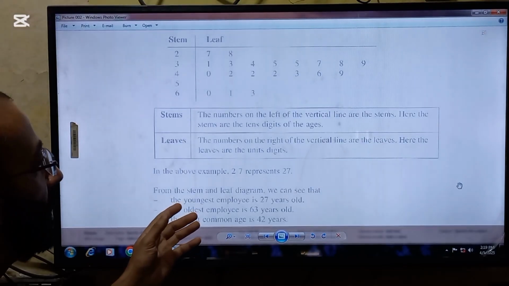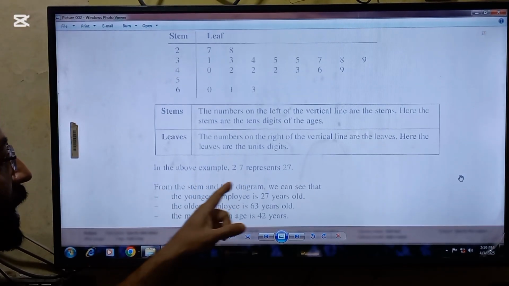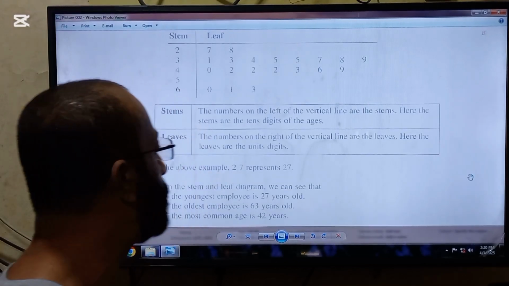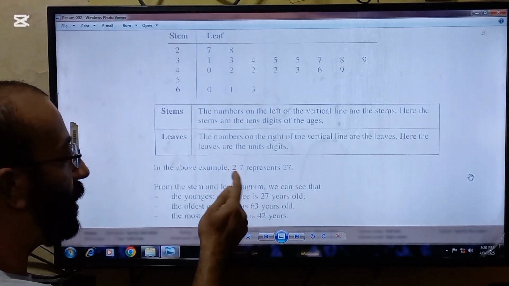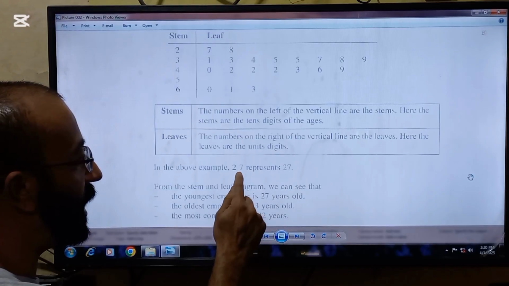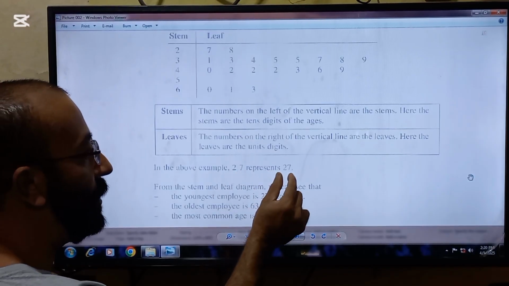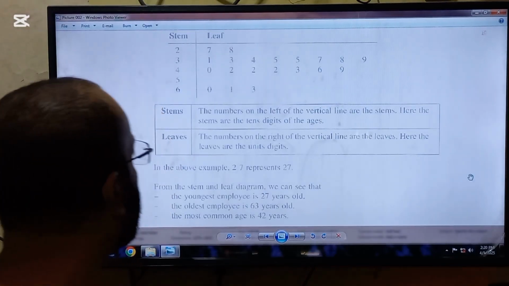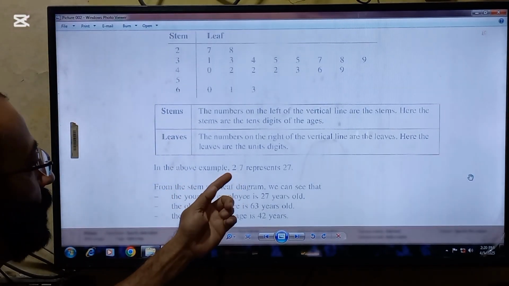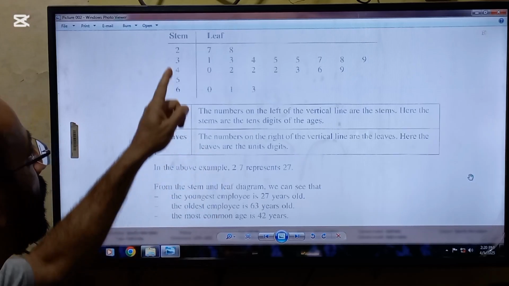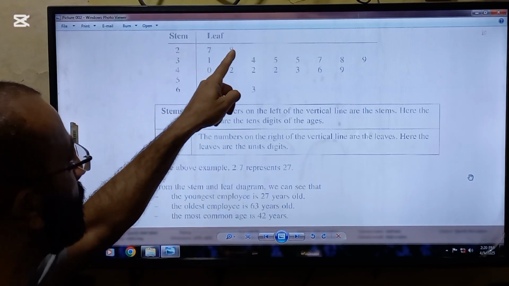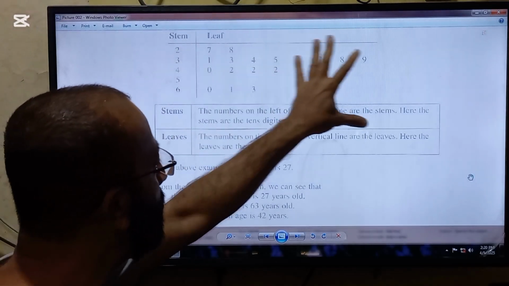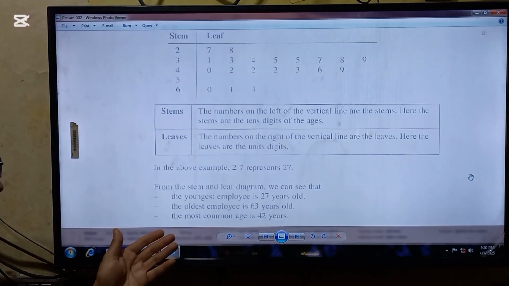In the above example, and this is very important, you have to make a key whenever you draw a stem and leaf diagram. So here is a key, here is a vertical line, on the left side we have 2, on the right side we have 7. So this represents 27. So you always have to give the key. This is very important. So in the above example, 2 | 7 represents 27. So it means this is 27, this is 28, here is 31, 33, 34. So these are the values which will be written like this.